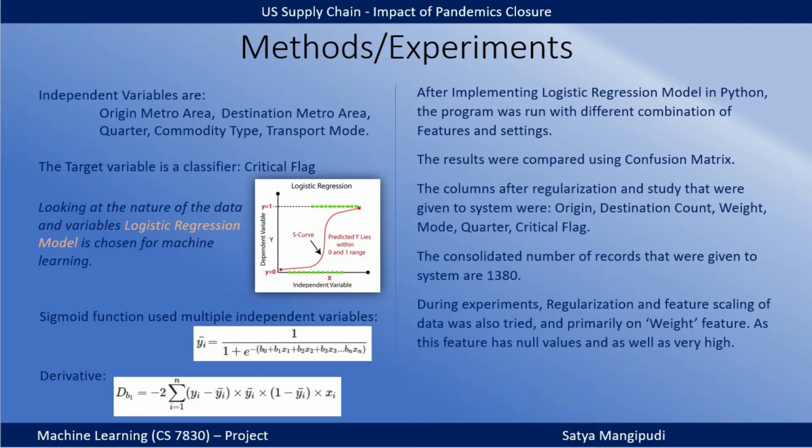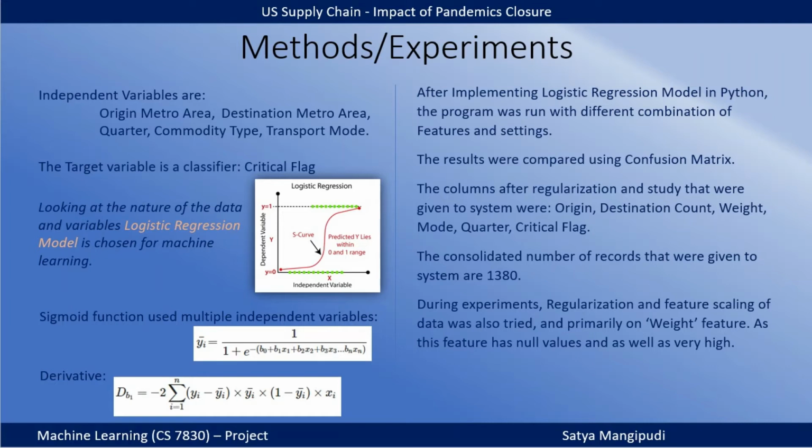The sigmoid function shown here is specific to multiple independent variables. The derivative equation, which is used during implementation, is also shown here. After implementing the model with the said equation in Python, the program was experimented with various combinations of features and settings. The results were compared using confusion matrices. An important point to note is that the input columns from the dataset were regularized, and the columns given to the model are origin, destination count, weight, mode of transportation, quarter, and critical flag.